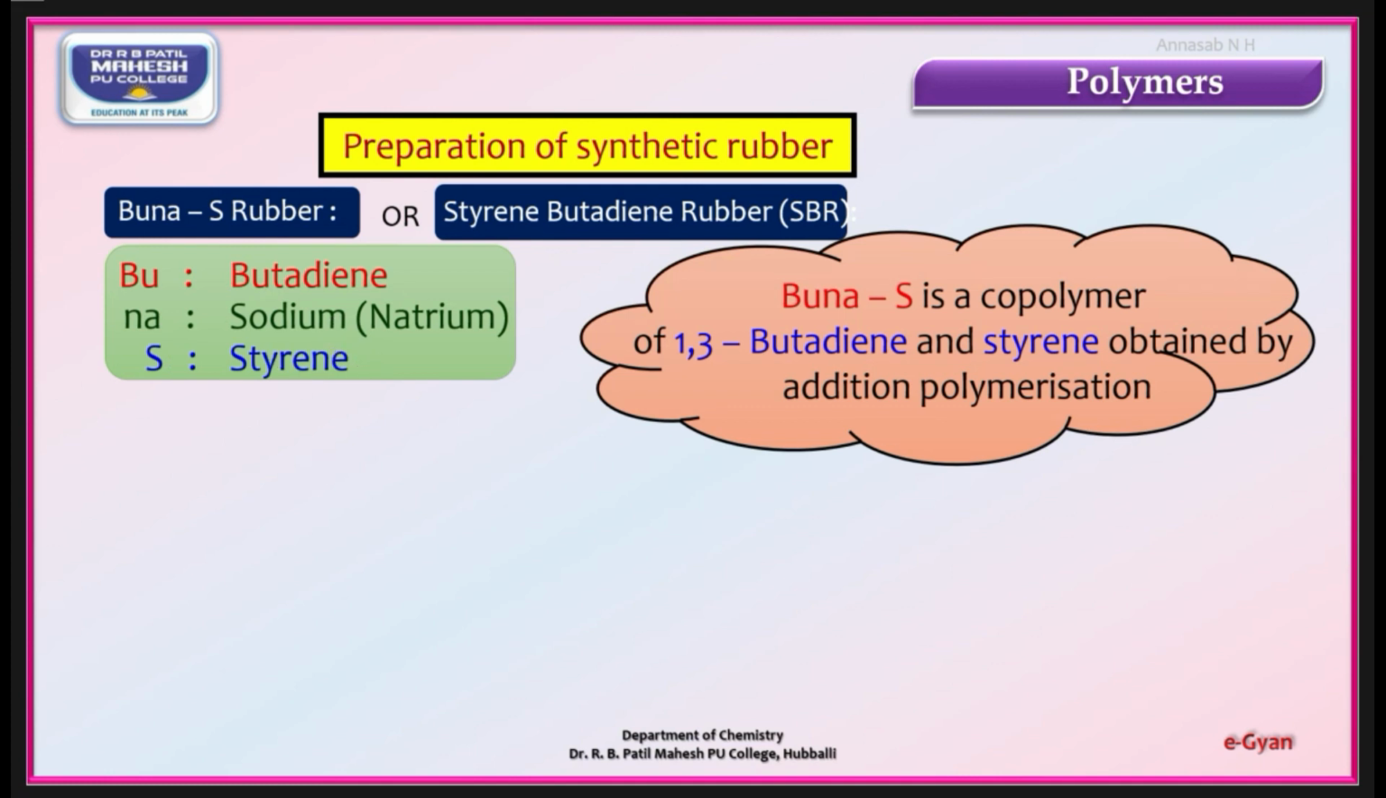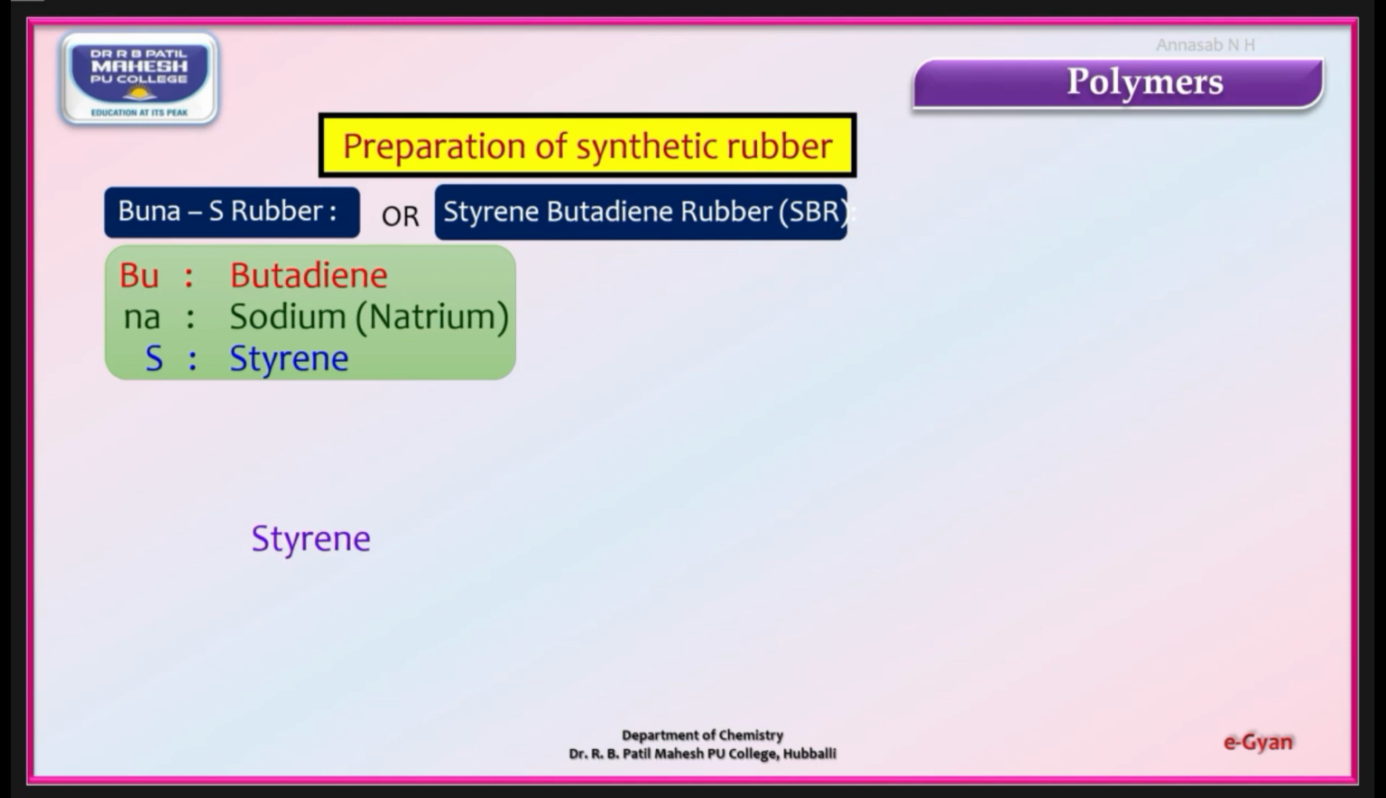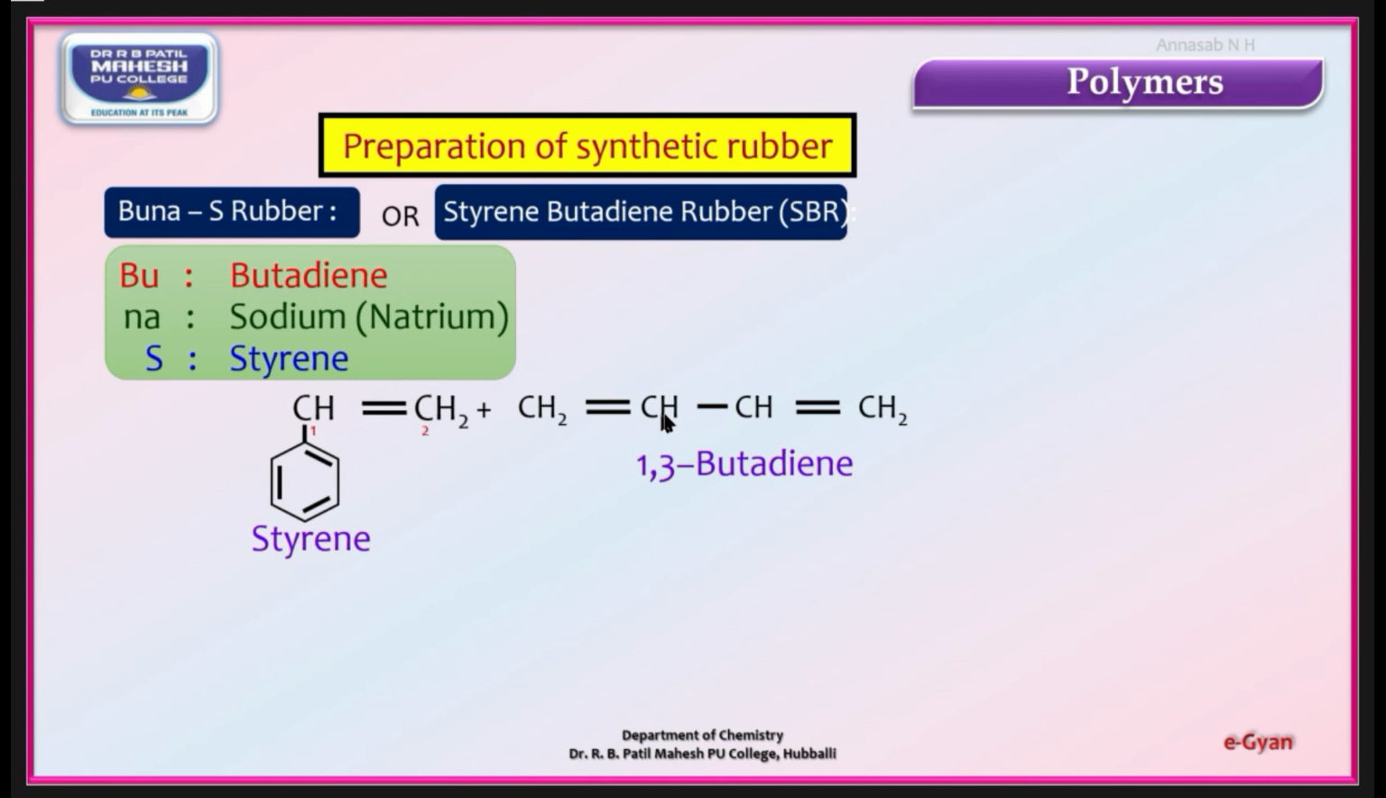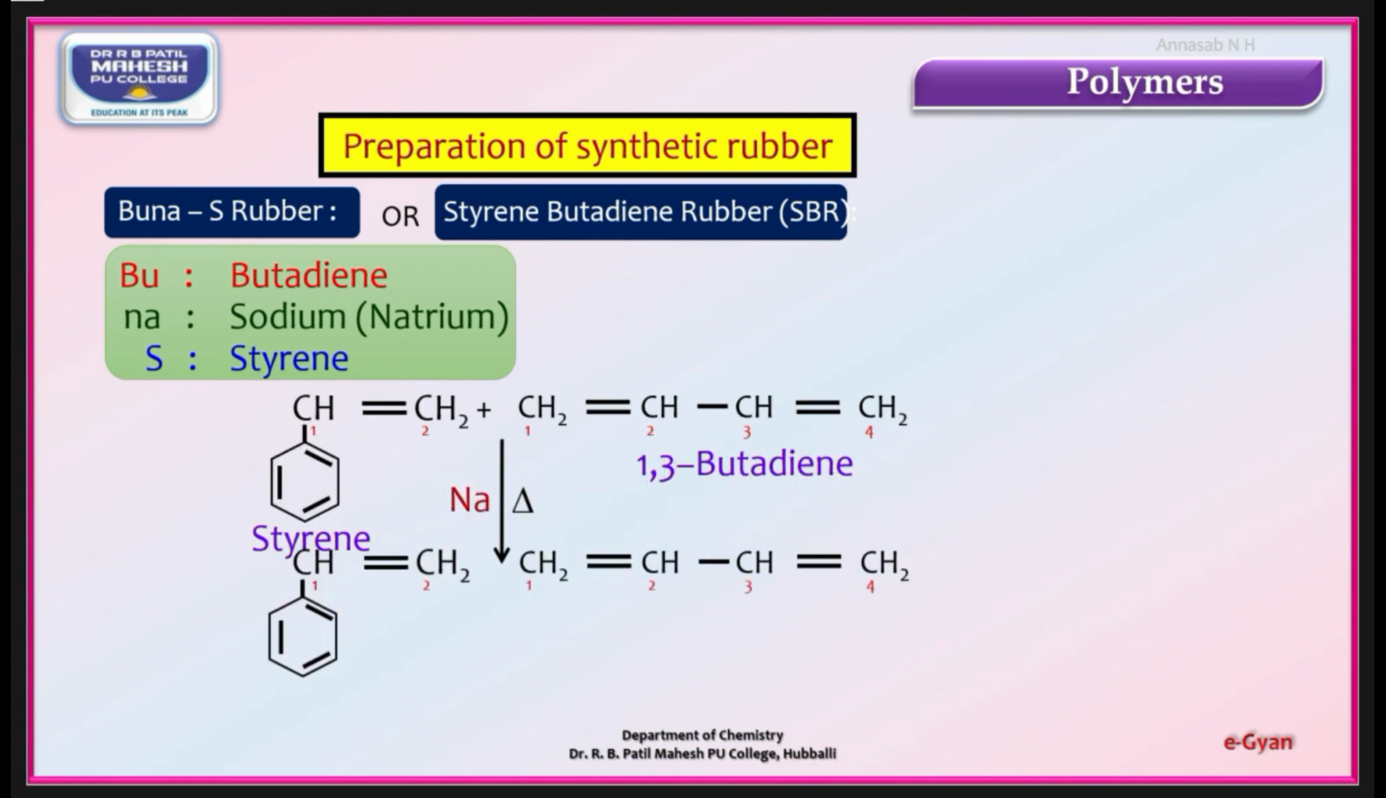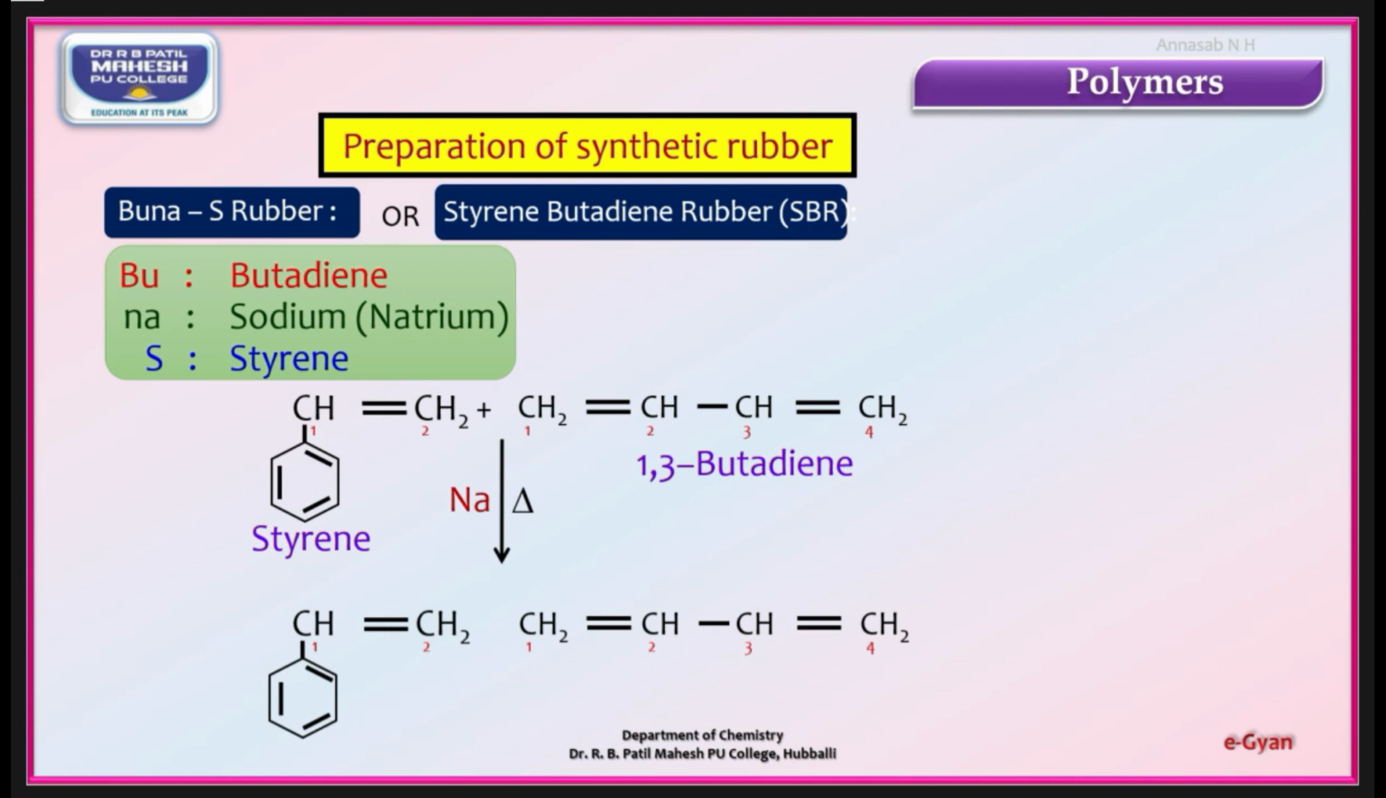The styrene structure is CH2 double bond CH2, which is ethene, where one of the hydrogen atoms is replaced by a benzene ring. So now it becomes styrene, which is treated with 1,3-butadiene, CH2 double bond CH, CH double bond CH2. It is 1,3-butadiene, which is treated in the presence of sodium. It leads to the formation of a polymeric structure.